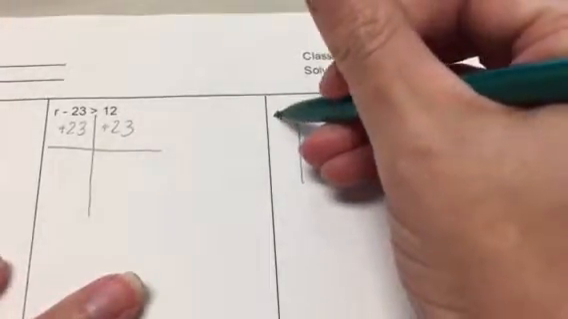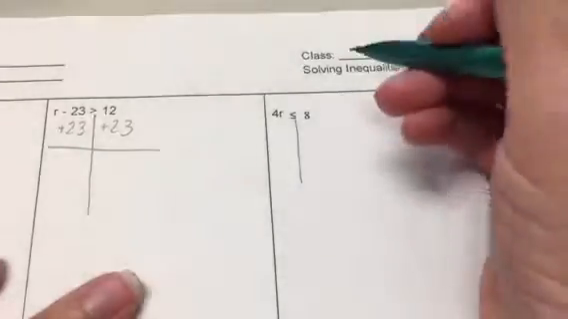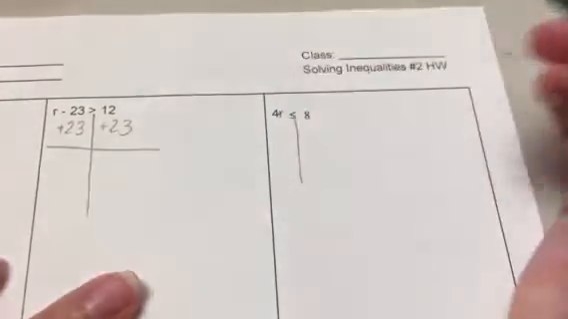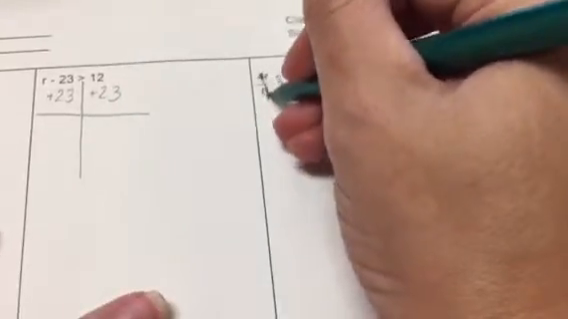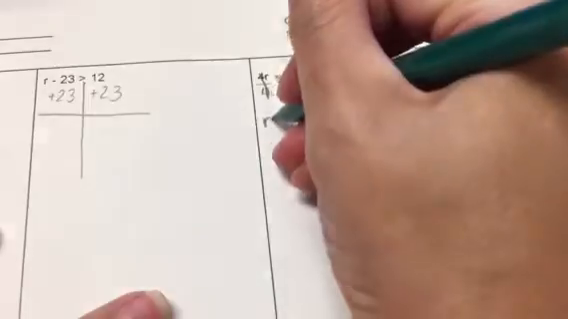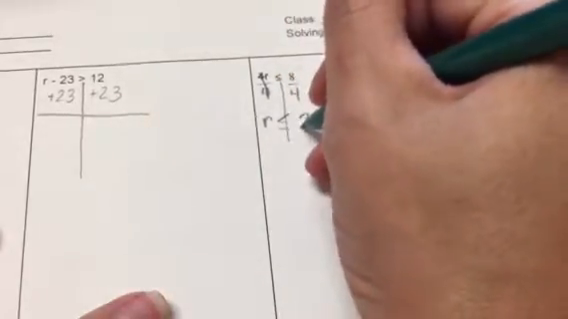Right now, when you see a number right next to a letter or a variable, that means those two things are being multiplied. So the r is being multiplied by 4. So the opposite of multiply by 4 is to divide by 4 on both sides. So the 4's would reduce, and I would be left with r is less than or equal to 2.